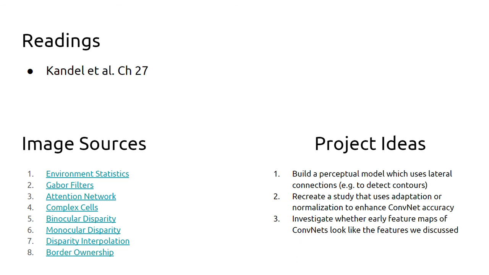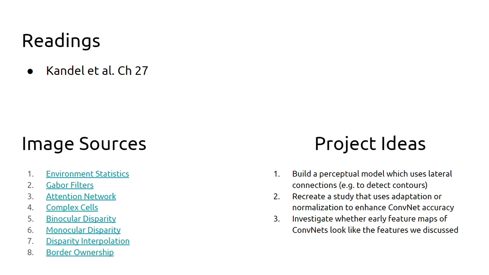Speaking of things that you might want to possibly do with any of this, you could build a simple model that does that little bit of contour detection that I was talking about. Extract features like a normal neural network, but then add in these lateral connections, adding them between neurons that detect similar features at different points of the visual space, and see whether that helps for particular types of inputs. There are also some different papers out there where people have added normalization or adaptation to convolutional neural networks to see whether there are situations where that helps.